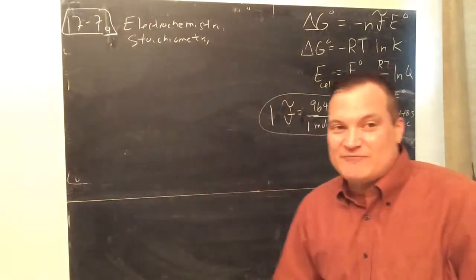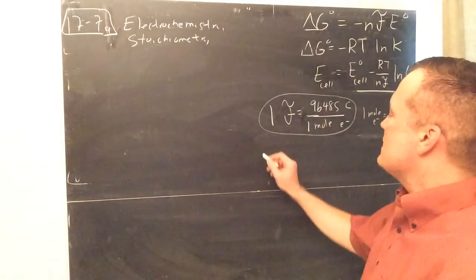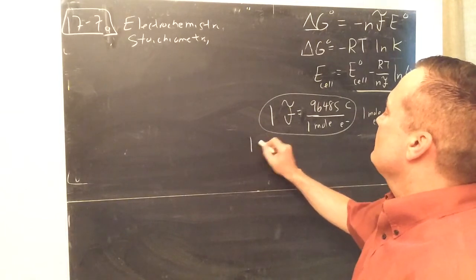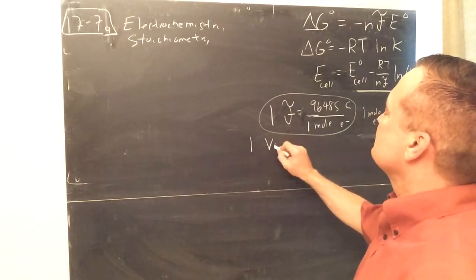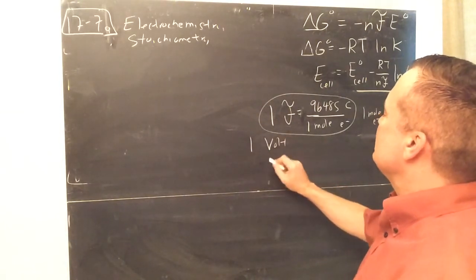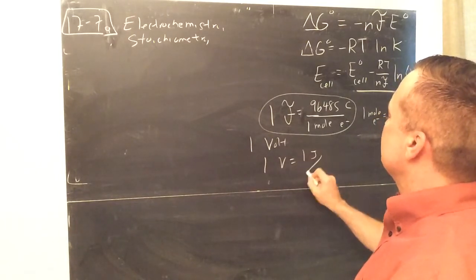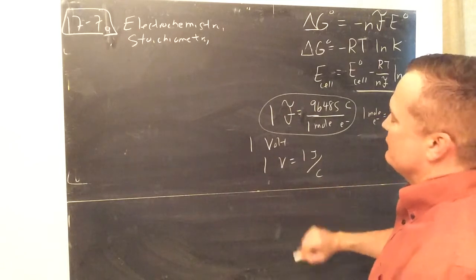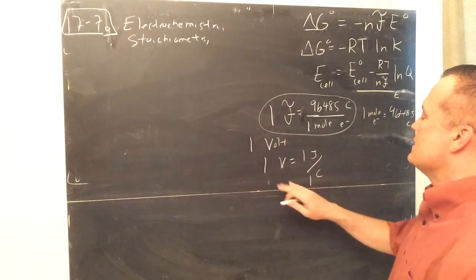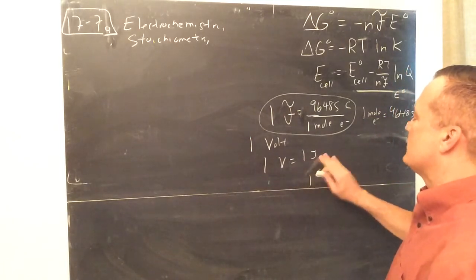Another thing you need to know, and I've mentioned to you before as well, is what is a volt? 1 volt equals 1 joule per coulomb. For that matter, 1 joule for every 1 coulomb. So a volt equals 1 joule per coulomb.